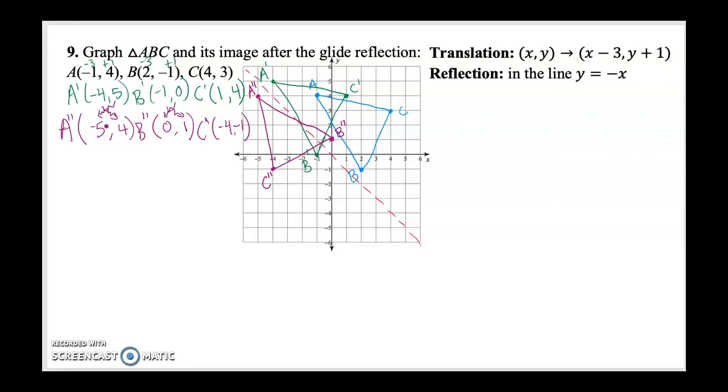So let's end that video here, and then in the last video we will talk about line symmetry.